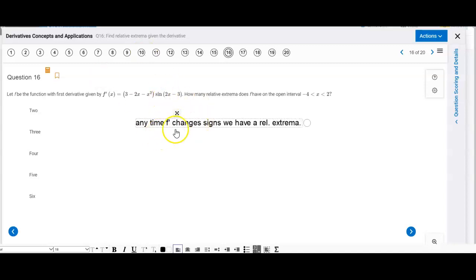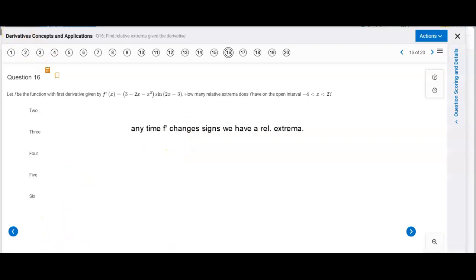Now, how can we tell where f prime changes signs? Well, one way is you could do it by hand, but notice this derivative is really, trying to find the derivative of this would be ugly. That would be really ugly. Second of all, notice the little piece of heaven over here they've given us, a calculator. I know. Why don't we graph the derivative and look at the graph to see where it crosses the x-axis? Because anytime it crosses the x-axis, it's going from positive to negative or negative to positive.